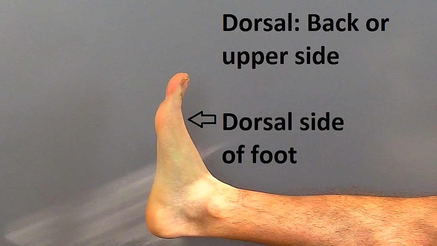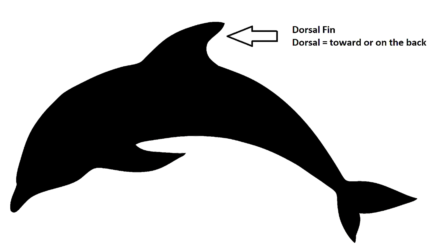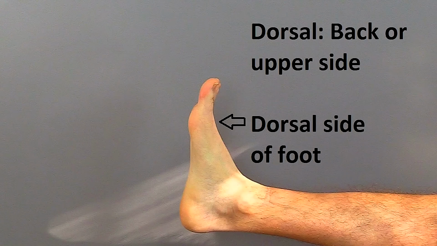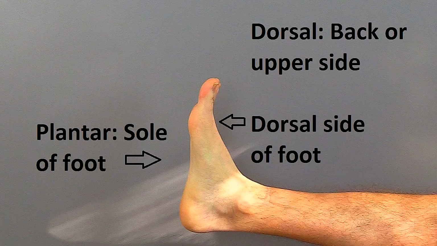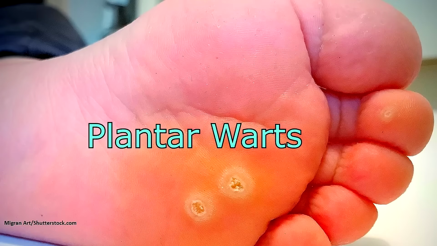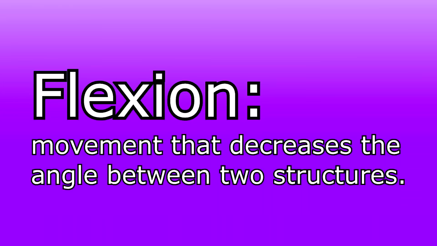Now to help you understand this movement, let's break down the words. Dorsal refers to the back or upper side of something. In my video on directional terms, I use the example of a dorsal fin of a dolphin to help me remember that dorsal refers to the back side or upper side of a surface. Your toenails, for example, are on the dorsal side of the foot. In contrast, plantar refers to the sole or bottom of the foot. If you've ever had a plantar wart, then you've had a wart right there on the sole of your foot. And then flexion in anatomy just refers to a movement that decreases the angle between two surfaces.